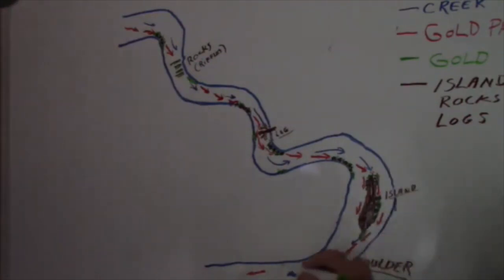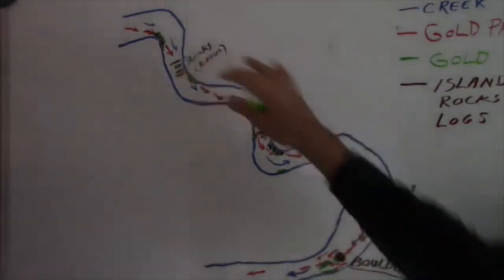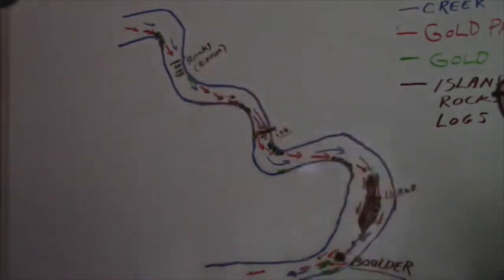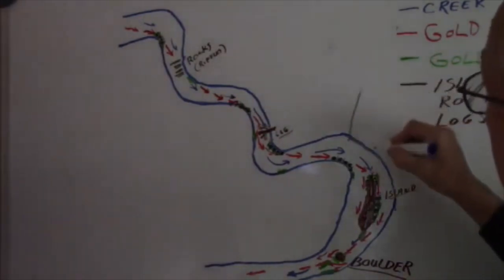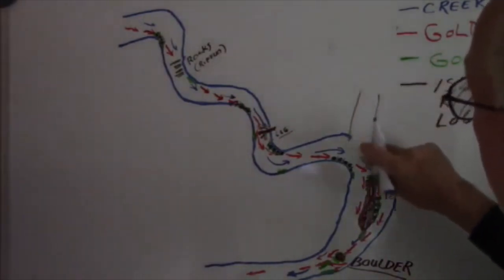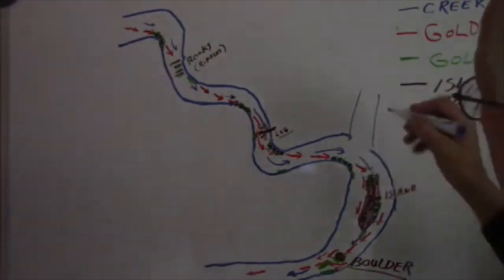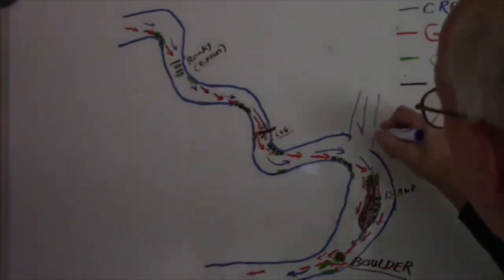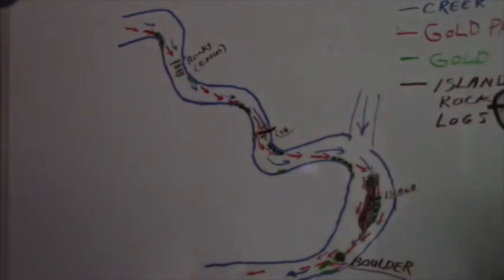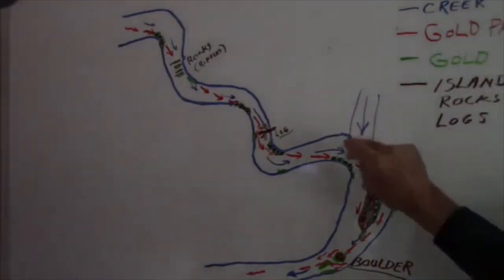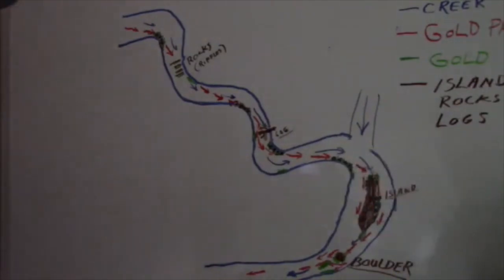And then it'll continue, and it'll do this same pattern just about everywhere. Now, if you have a creek come in, say a creek comes in here, and your flow is this way, if that creek is carrying gold, the old timers called this the right hand rule.